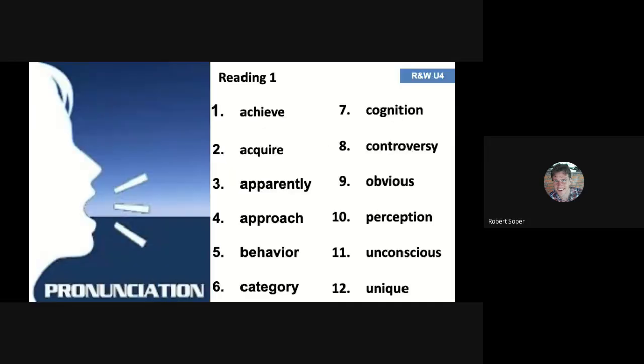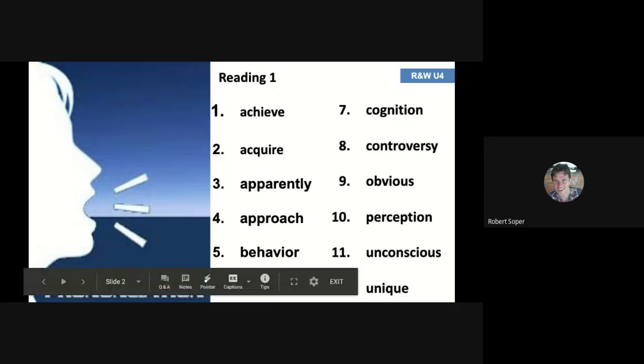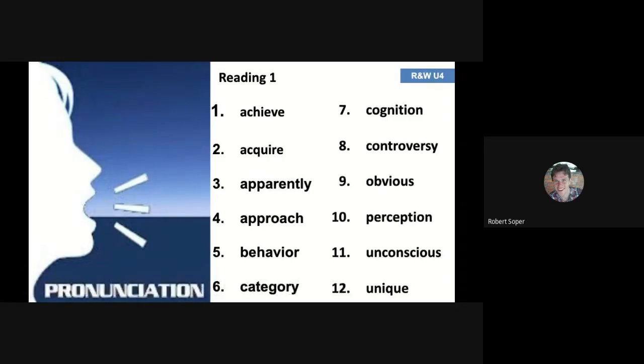Okay, so as always in the second video, we are going to remind ourselves of the pronunciation of the words from reading 1. So these are 12 words that we should all be familiar with at this stage. And here we are just going to go over the pronunciation. So number 1, achieve. Achieve. Number 2, acquire. Acquire.